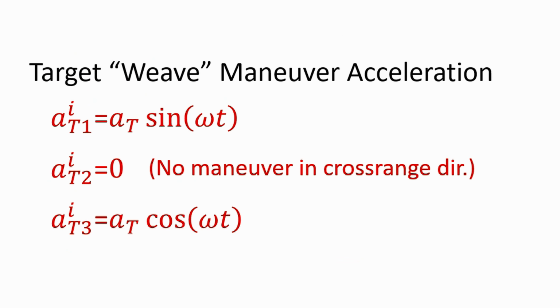In this example, the target performs a weave maneuver. In the downrange and vertical direction, we have this time-dependent acceleration profile where the parameters are the target acceleration magnitude and a frequency of the weave. In the cross-range direction, there is no maneuver. It's just zero. So the pursuer and target approach each other with constant closing velocity throughout the simulation until the time of intercept.